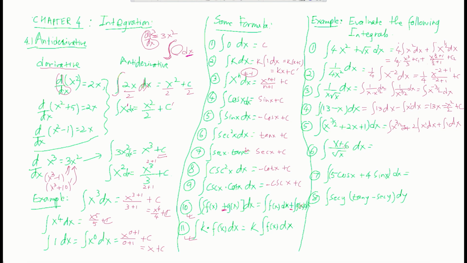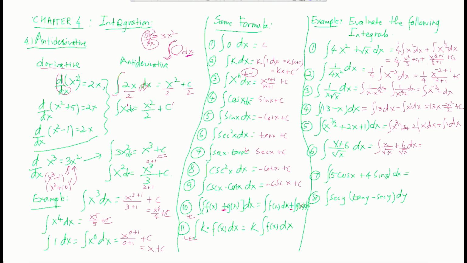See, there is x in the top, x in the bottom. How do I simplify this? Because I don't want x in the denominator, because none of these formulas have x in the denominator, right? So what I do here is I split the denominator: x over root x plus 6 over root x and then dx, right? Now, how much is that? You can just distribute the integral, or you can distribute later, but let's simplify first.